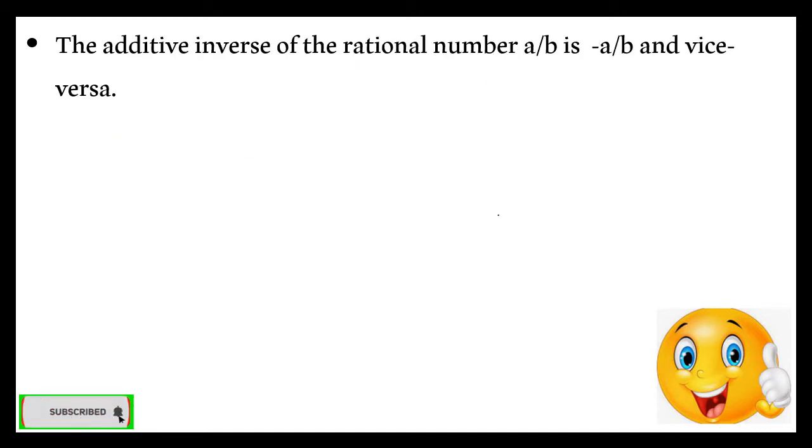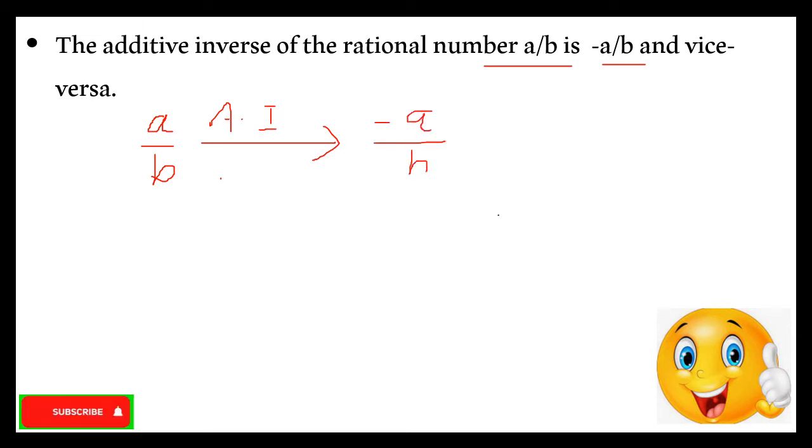The additive inverse of rational number A upon B is minus A upon B, and vice versa. So if you have a rational number A upon B, its additive inverse is minus A upon B. What is the meaning of additive inverse? You change the sign of it.